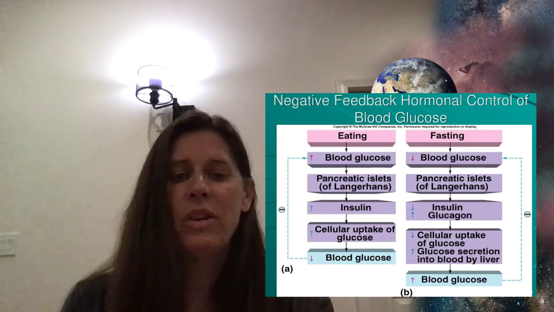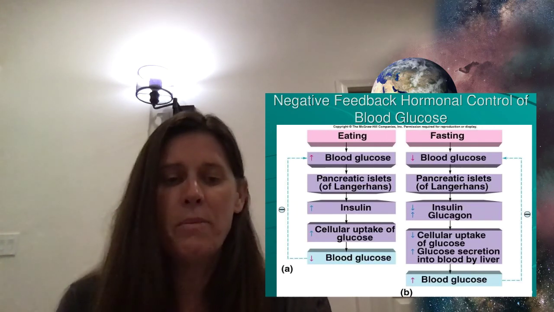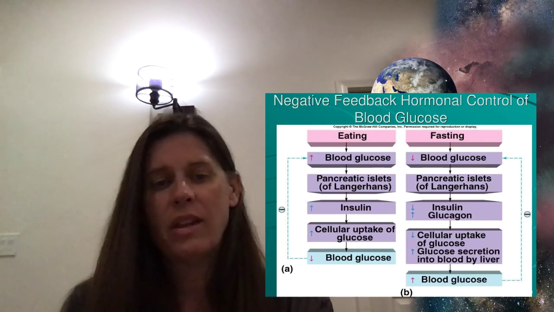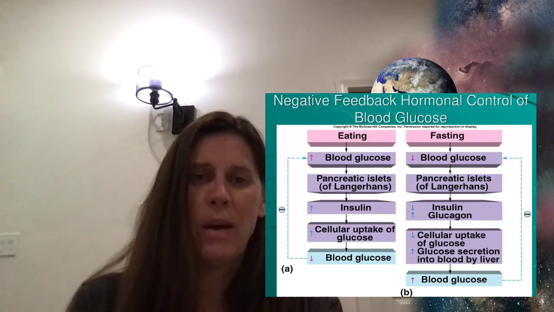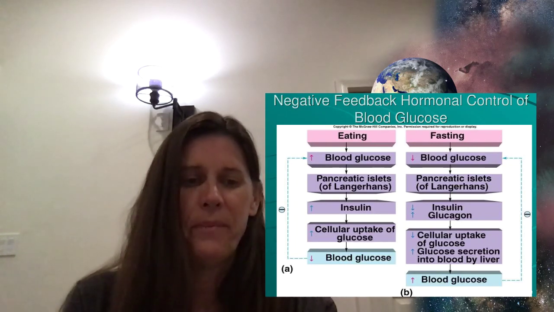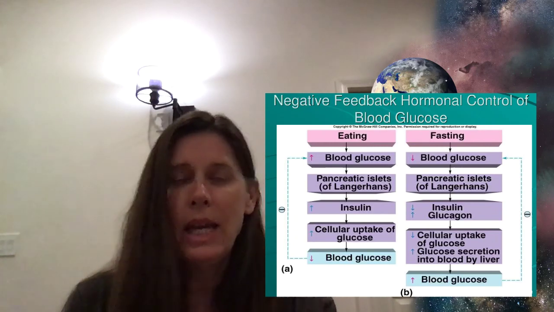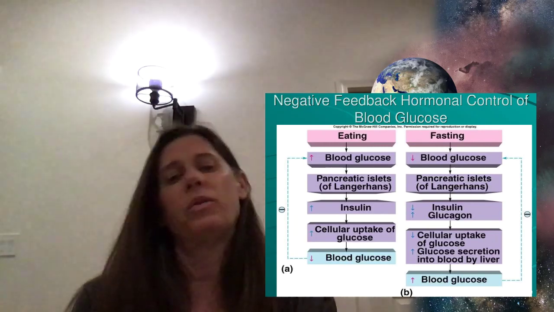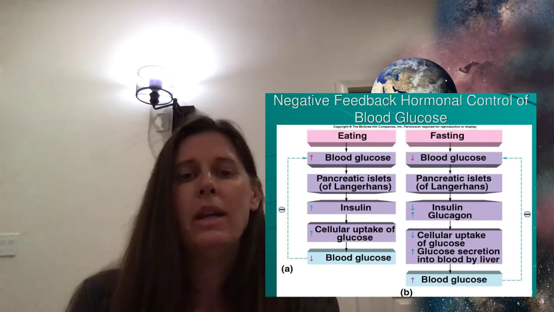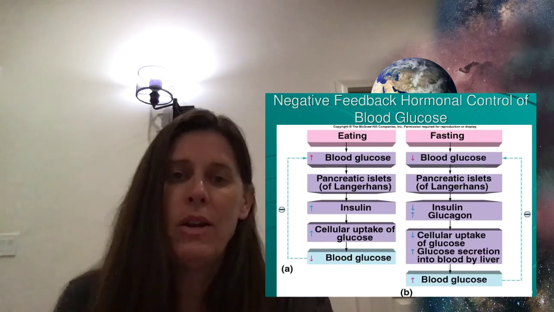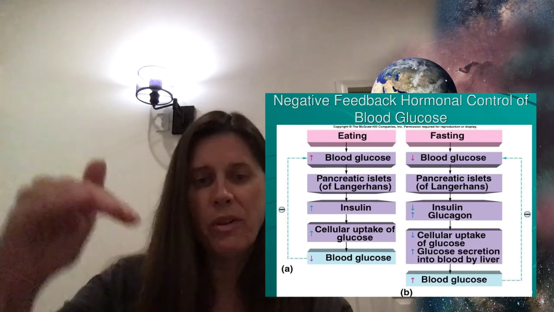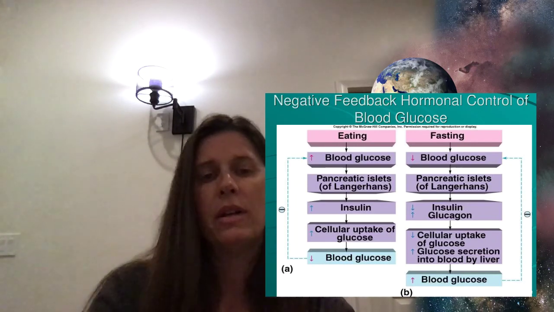The feedback comes in when the blood glucose levels go back up to normal range. This chain of events will be stopped again. Okay? So that is negative feedback. And again, negative feedback is the most common feedback system. It's the way that we maintain homeostasis because it keeps us within that normal range.